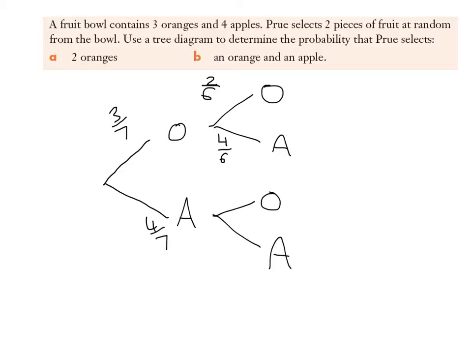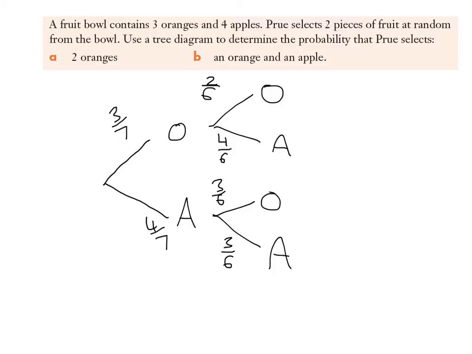If we go down the other row, if she picked an apple first, it's going to be 3 out of 6 for an orange, and 3 out of 6 for an apple. Okay, so we've used a tree diagram with probabilities attached.